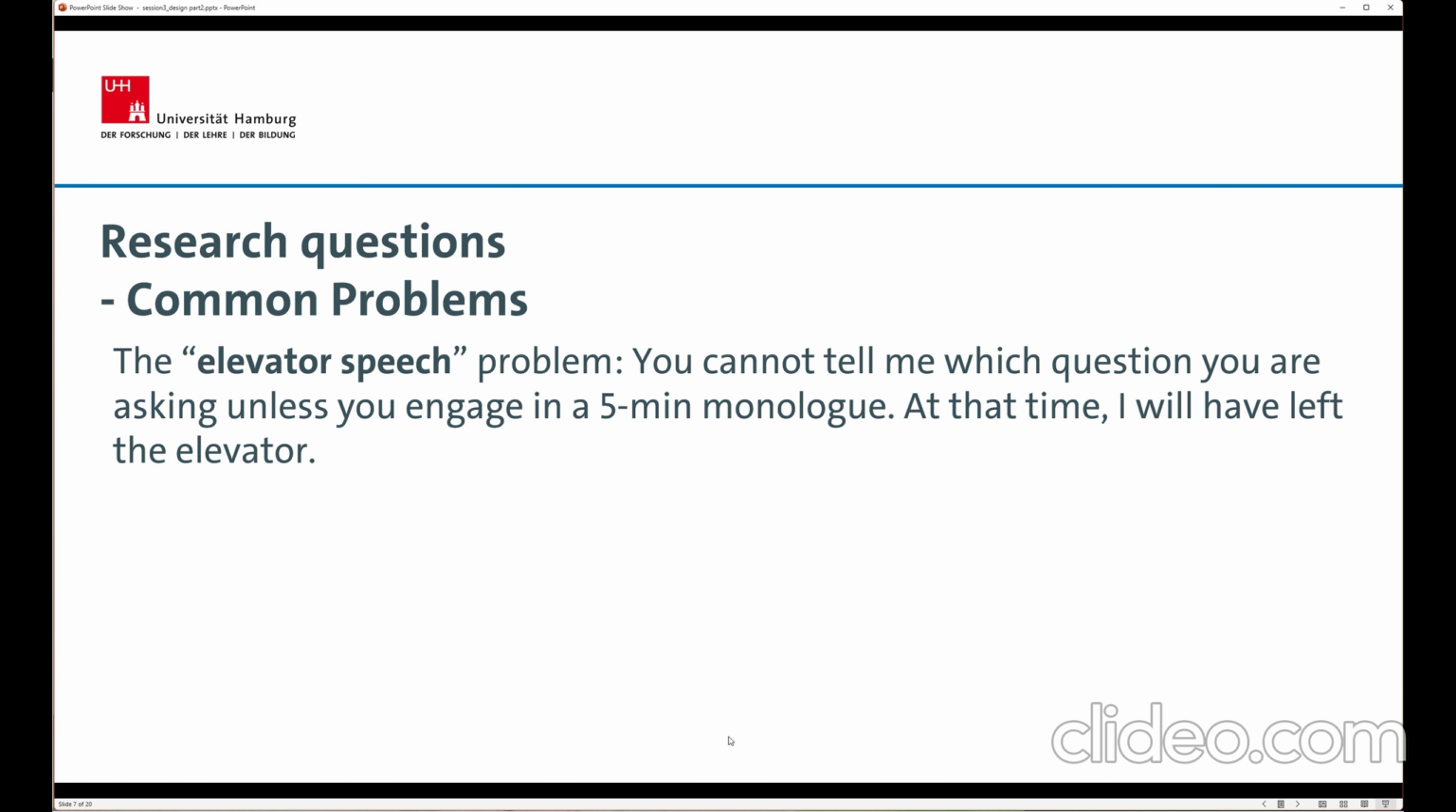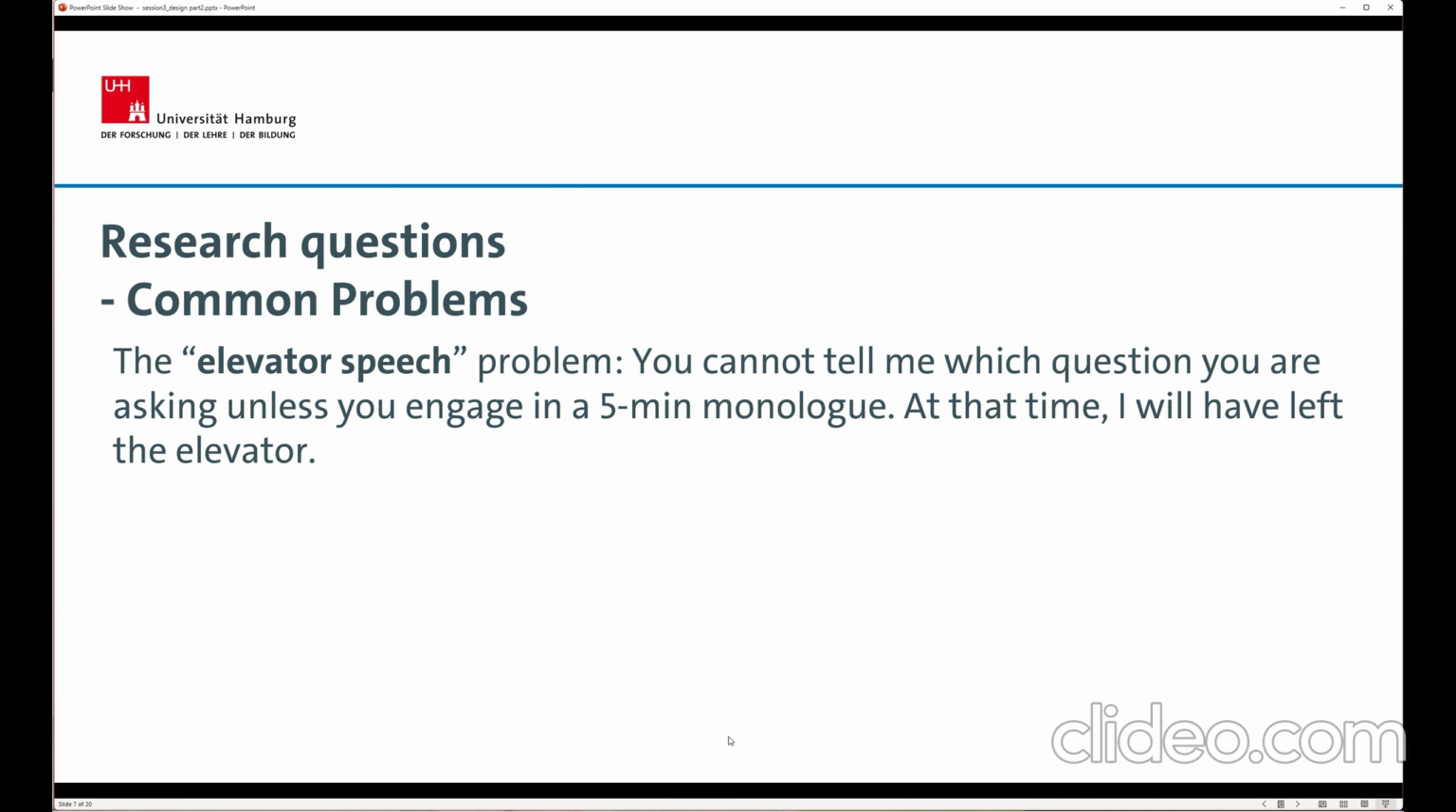It's called an elevator speech problem because the metaphor says that, imagine you go up into an elevator and with you goes a very important person into that elevator. That could be someone that you always wanted to talk to about your research. It could be a sponsor of your research. It could be the CEO of a company or anyone else that you think might be interested in your research question. Well, in the elevator scenario, you have about 20 seconds to leave an impression on the person that you're trying to impress with the research question. And if you cannot tell succinctly in 20 seconds what your research is about, the person will have left the elevator.